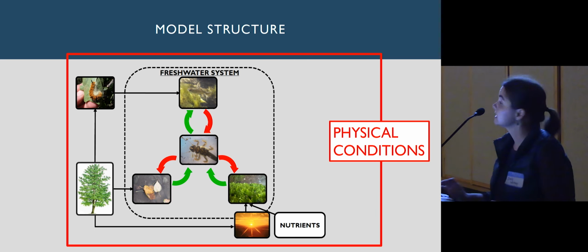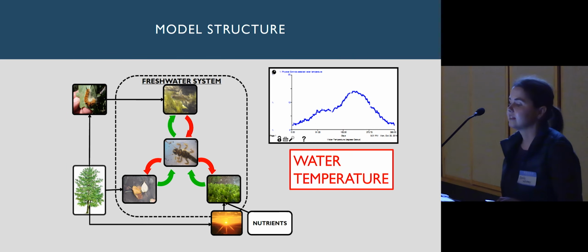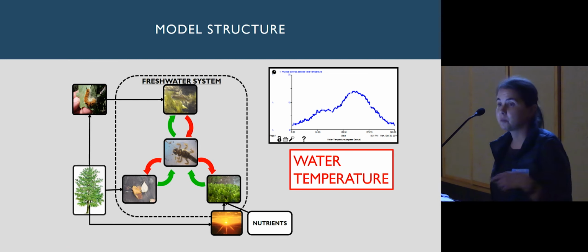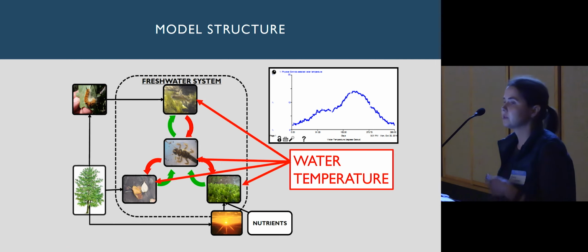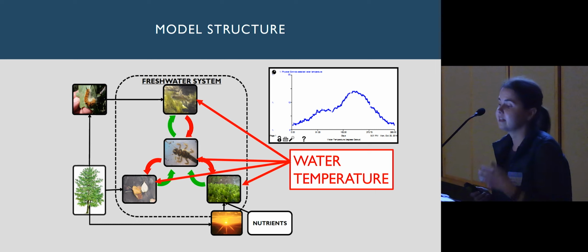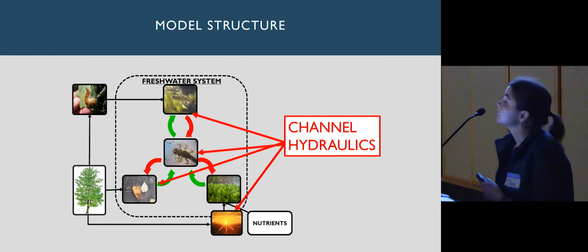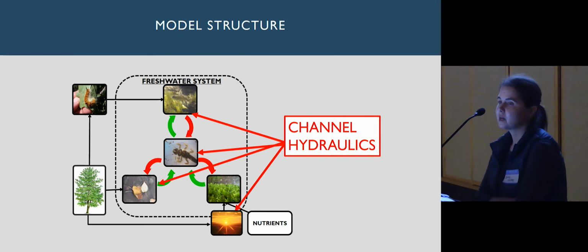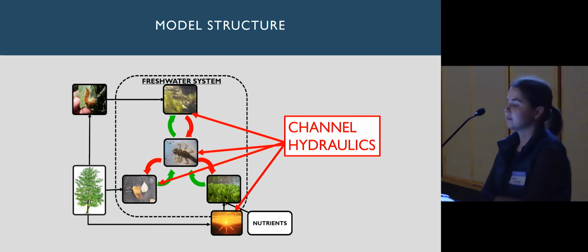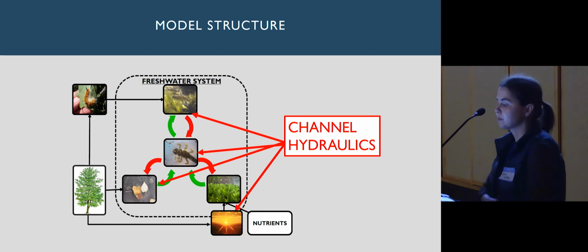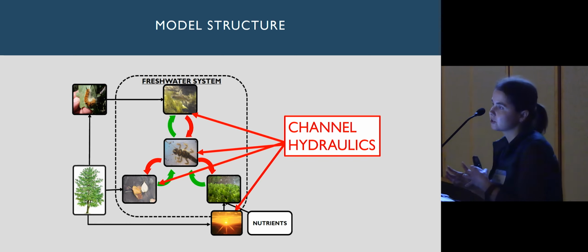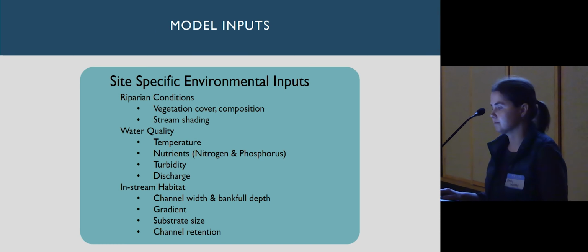So, for example, we can take water temperature. Water temperature influences the bioenergetics of all of our stream organisms, our fish, our invertebrates, as well as the growth of our periphyton and the decay of organic matter. Similarly, channel hydraulics affect the model in multiple places. For instance, water depth contributes to light attenuation and how much light is actually reaching the stream bed to fuel primary production. So this is the structure of the model that we're working with.